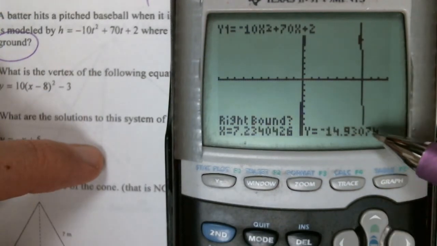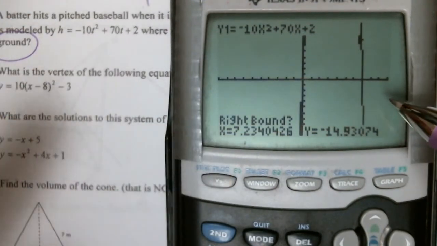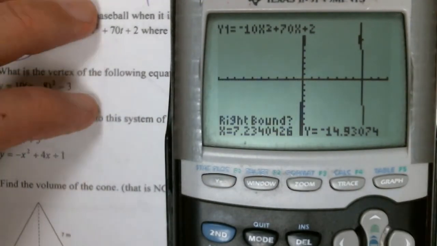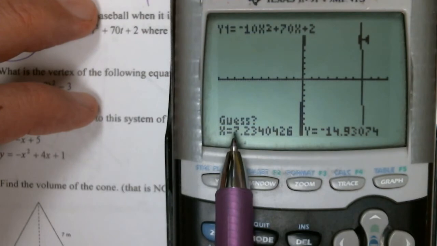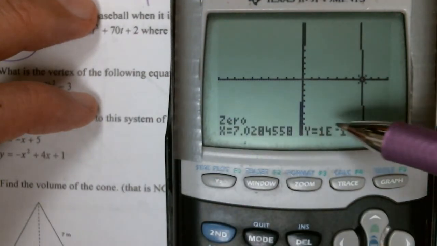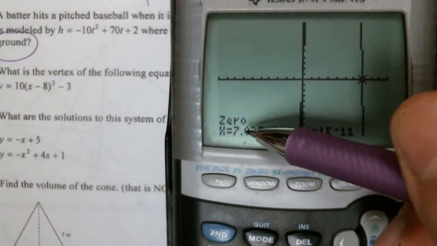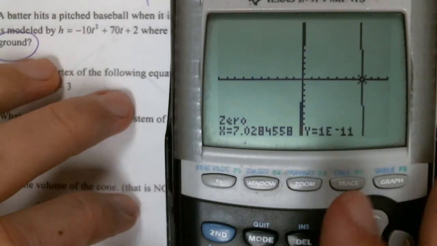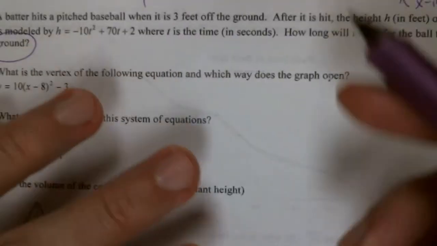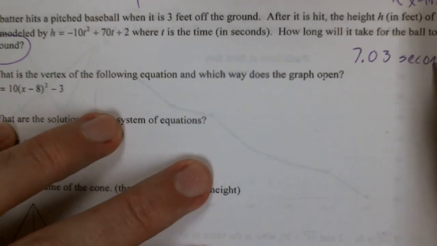Bam. I can't see him, but I know he's a little bit further on the x-axis. That's okay. I know he's below or to the right, so I'll press enter a second time. My calculator says, do you want to guess? Yes, Mr. Calculator, I want you to guess. Press enter a third time, and bam, there's my number. Okay, so the x-coordinate is 7.03, or yeah, 7.03. So it's going to hit the ground after 7.3 seconds.